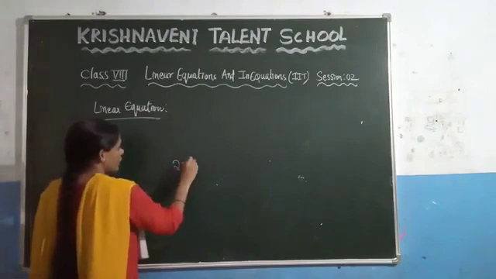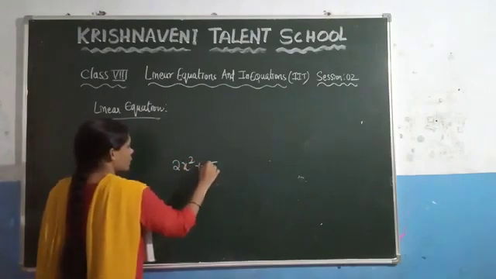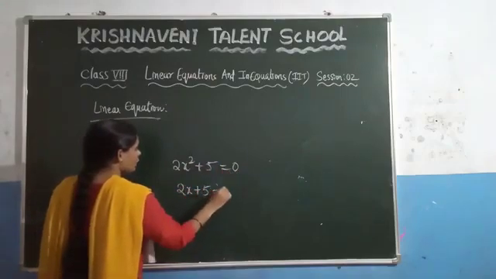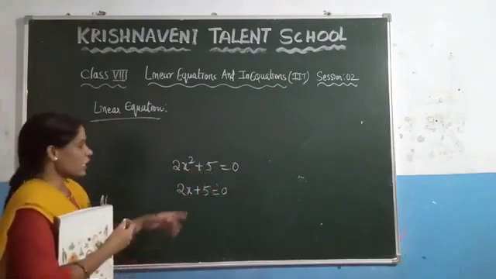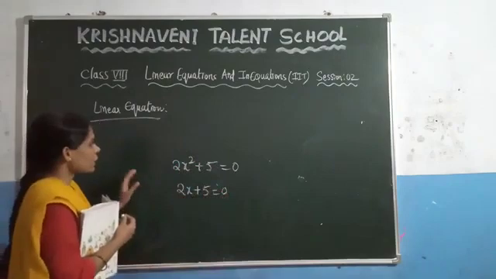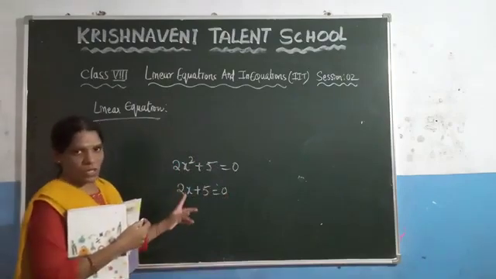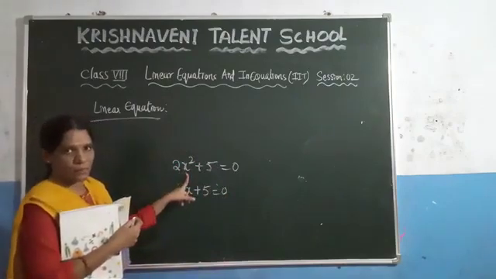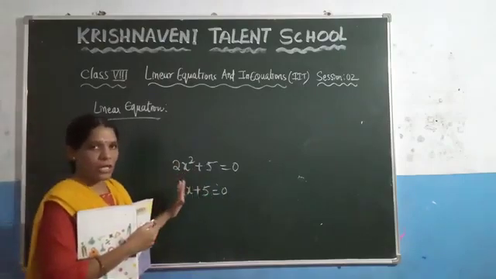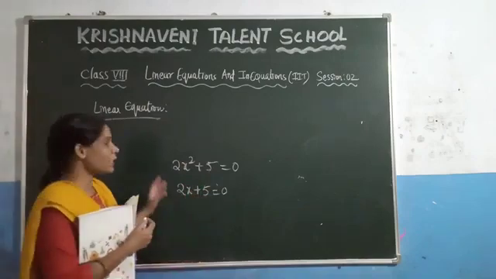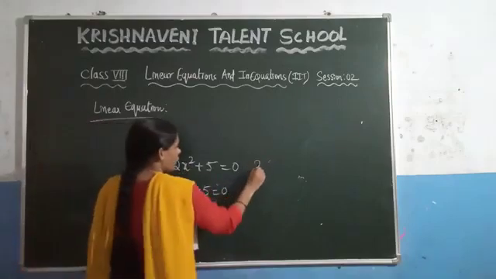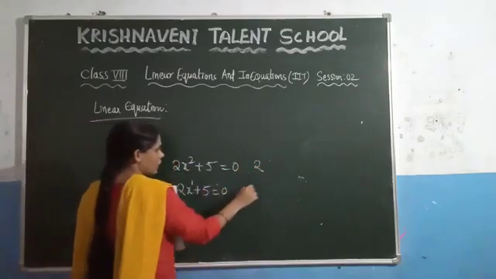Consider 2x square plus 5 is equal to 0, and consider 2x plus 5 is equal to 0. You know that both are equations because the equality symbol is there. Before this session we discussed what is meant by an equation. Here we call x a variable, and you need to check the power of the variable, and then the highest power of the variable will be the degree of the equation. Here the degree is 2, and in this case the degree is 1.